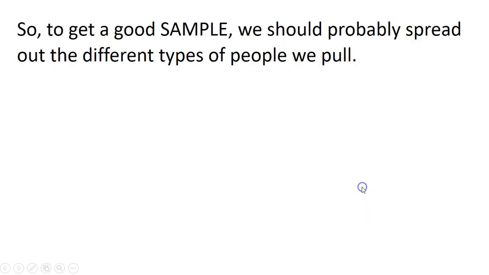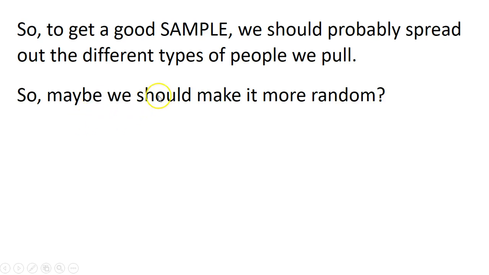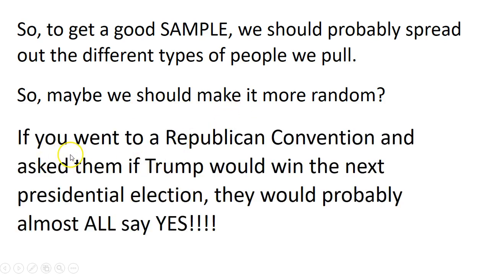All right? So to get a good sample, we should probably spread out the different types of people, right? You got to spread out the people that we poll. So maybe we should make it a little bit more random about who we come in contact with. If you went to a Republican convention and asked them if Trump would win the next presidential election, they would probably almost all say yes. They're biased. They're Republicans. He's Republican. They would say, sure, he's going to win. Yeah, obviously. It's probably where they're going with it.